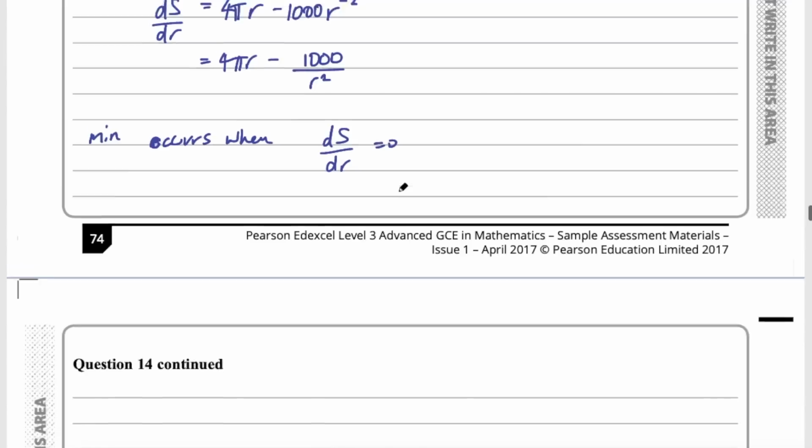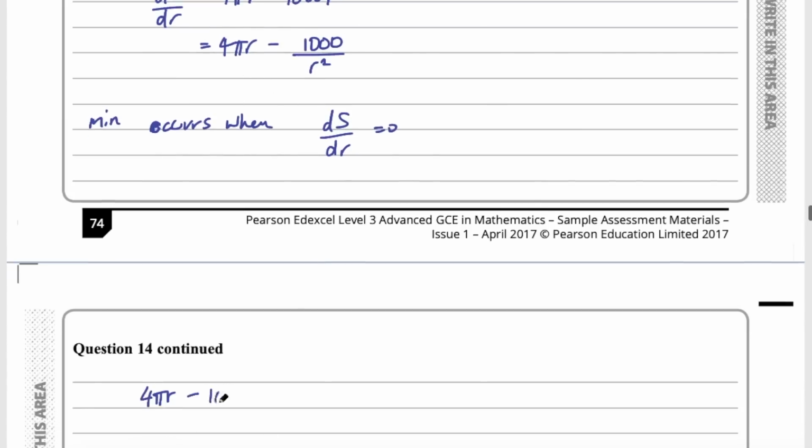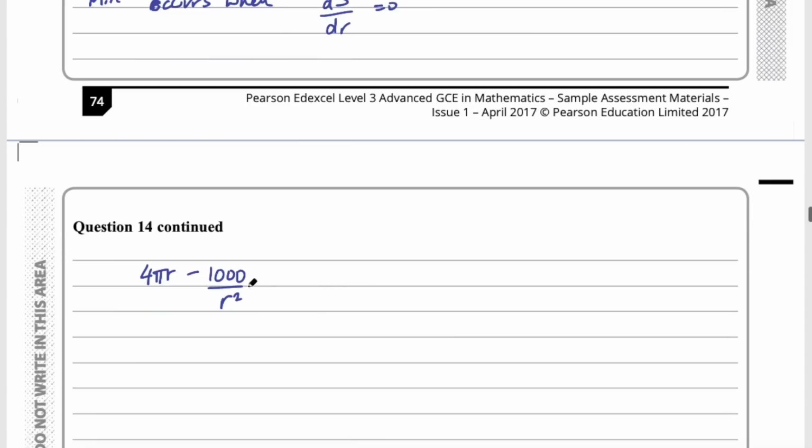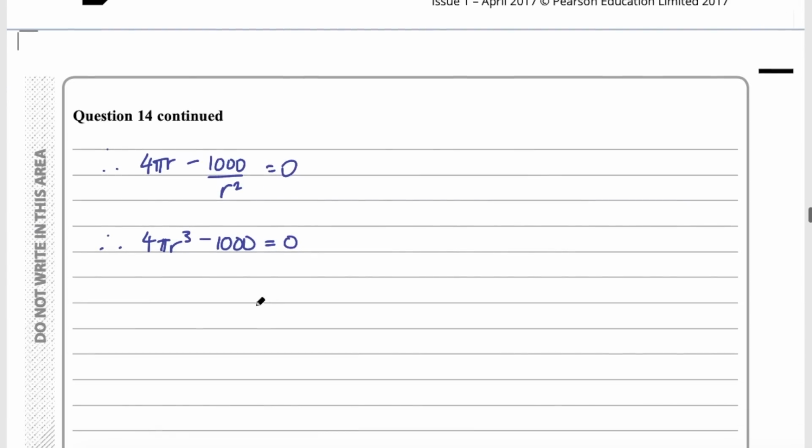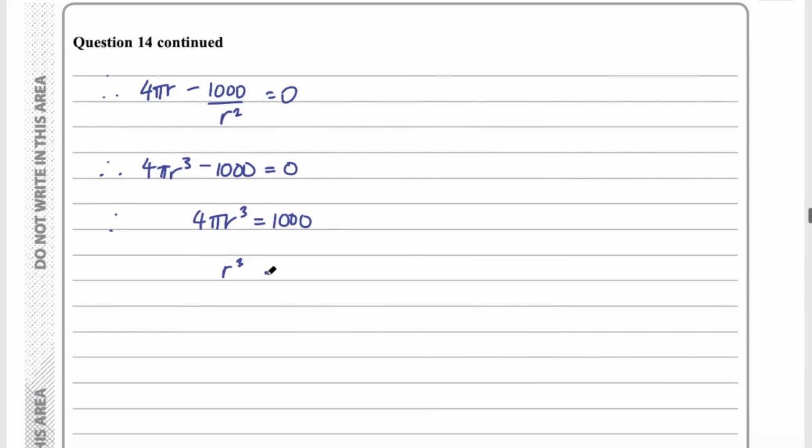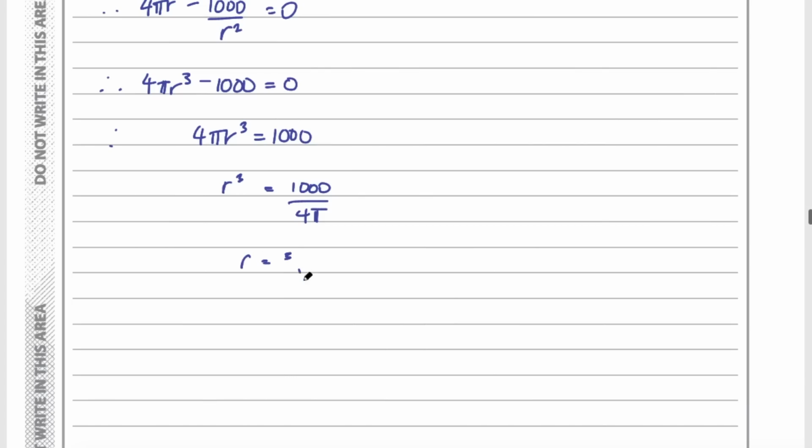Okay, so just onto the next page now, we take this formula, 4 pi r minus 1000 divided by r squared, and set that equal to 0, and now we need to solve this for r. So the first thing we could do is multiply everything through by r squared, so therefore we get 4 pi r cubed minus 1000 equal to 0. Then we could say that 4 pi r cubed equals 1000, so add that 1000 to the right hand side, and divide by 4 pi, so r cubed equals 1000 divided by 4 pi, and then take the cube root of that, so r equals the cube root of all of this, and then we can put that into a calculator.